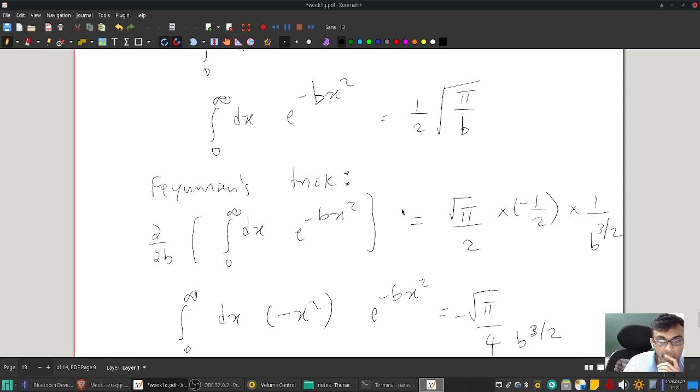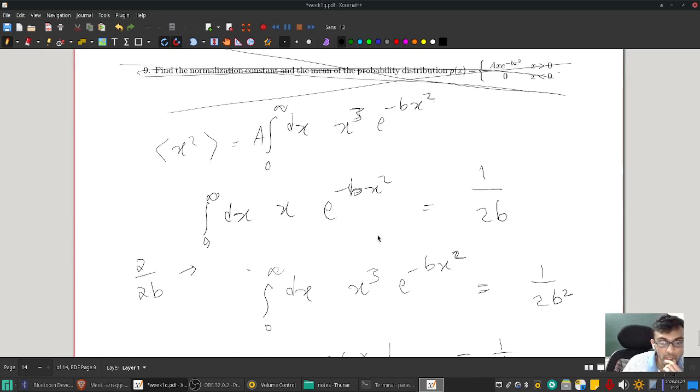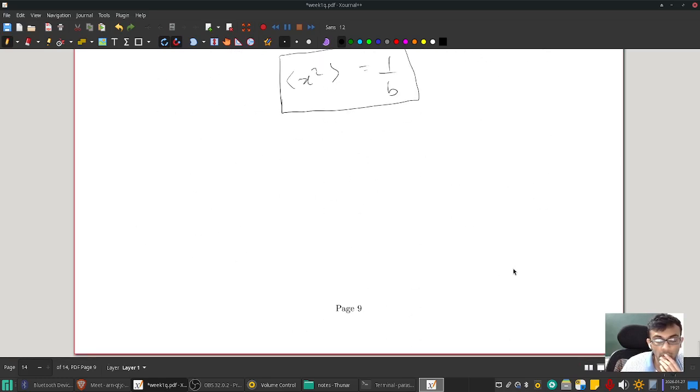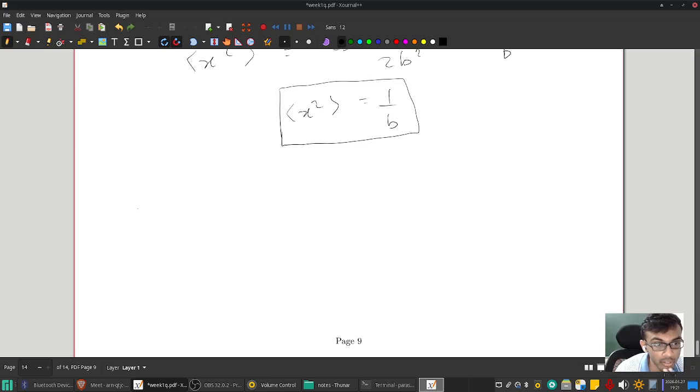So to summarize, we've used the Feynman's trick of taking differentiation under the integral sign to calculate these integrals. Yeah, so these type of integrals also show up when calculating various quantities using Maxwell's distribution. And I mean, these sort of tricks can be used to calculate integrals like this.